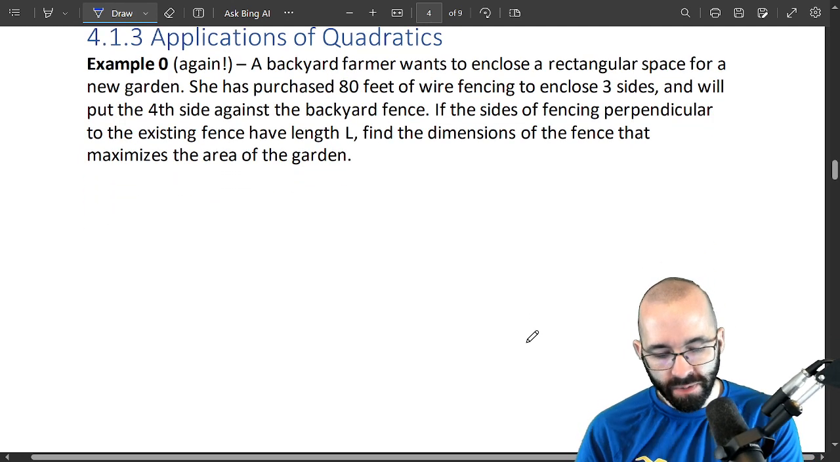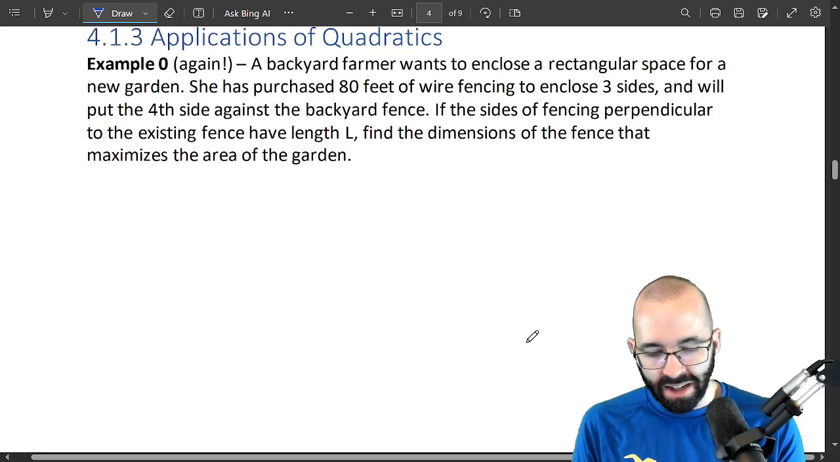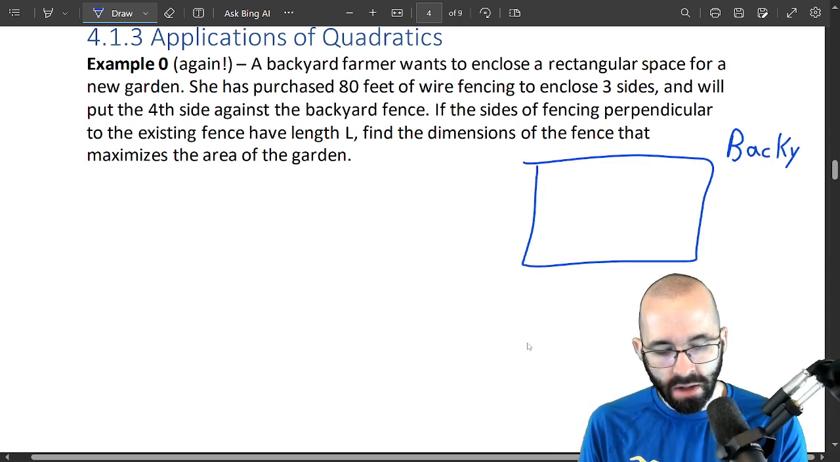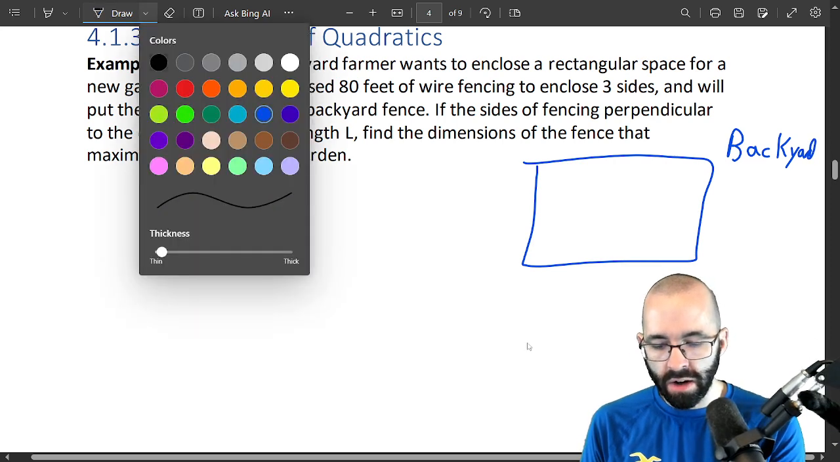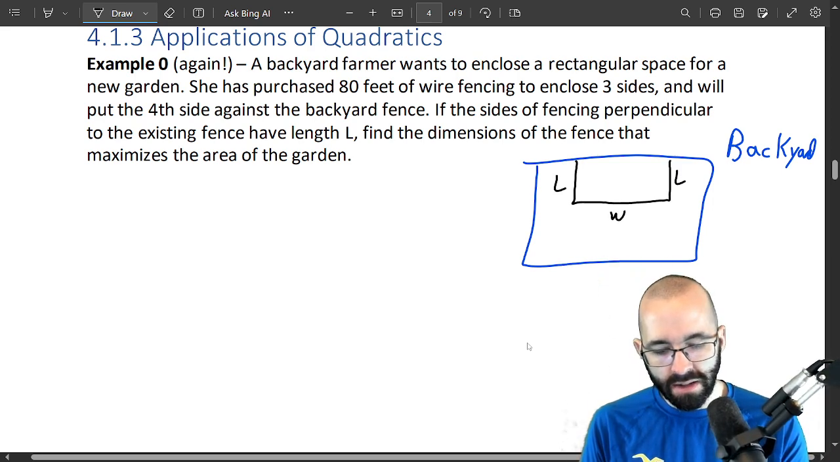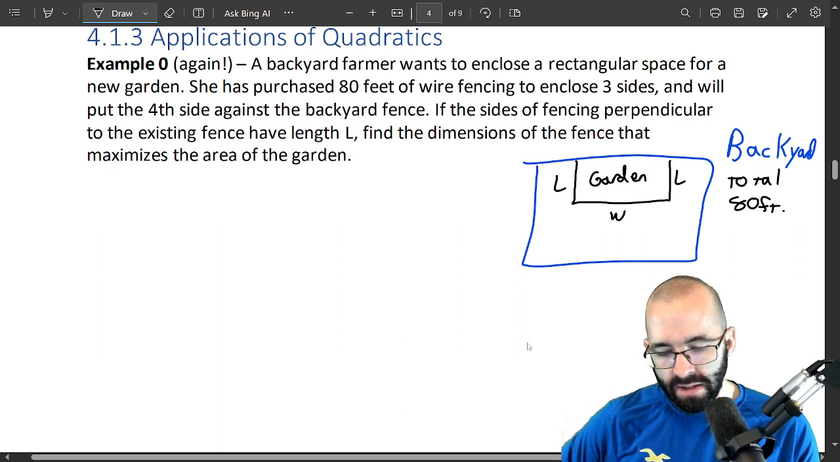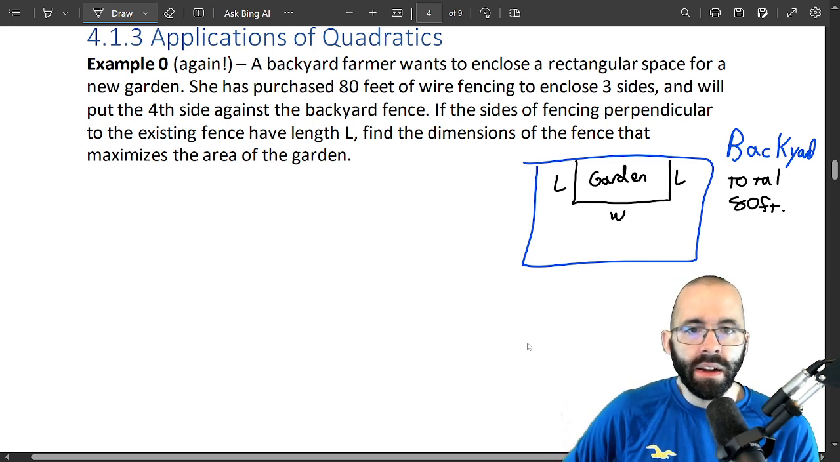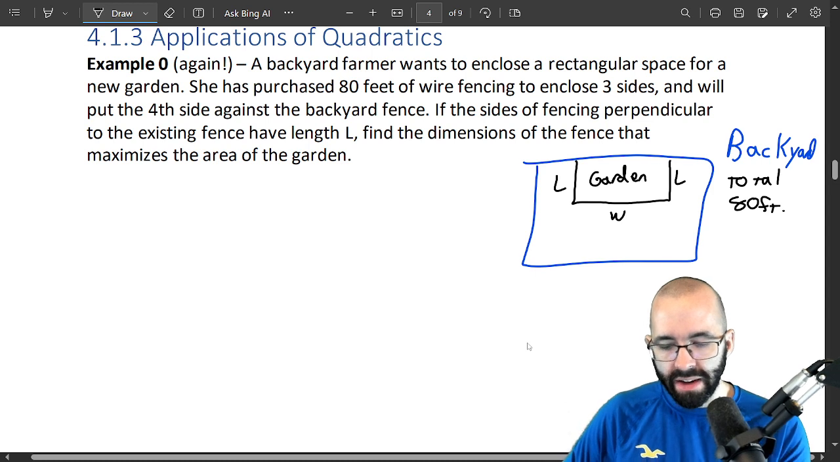Same situation as before. October, don't step on my tablet, please. We had a blue backyard, and then we were making a garden inside of that backyard. We said this is going to be L, this is going to be L, this is going to be some W. We had a total of 80 feet for this garden. We want these three black sides to add up to 80, and we're going to find the dimensions of the fence that maximize the area of the garden. We want to maximize the area.